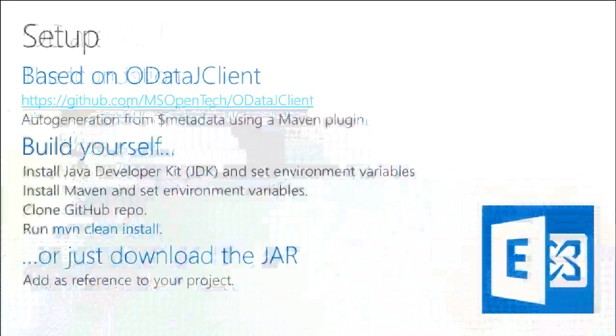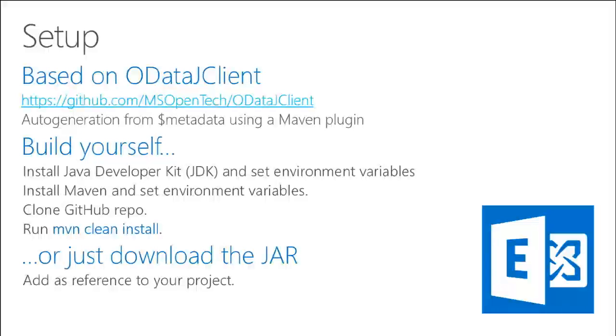So again, 3 things here that I want to call out. First is that the Exchange one is based on OData JClient, and it actually auto-generates the SDK from the OData $metadata endpoint. That means that if you do want to build from scratch, you can't do like I did in the other one, just import it into Eclipse and work with it.